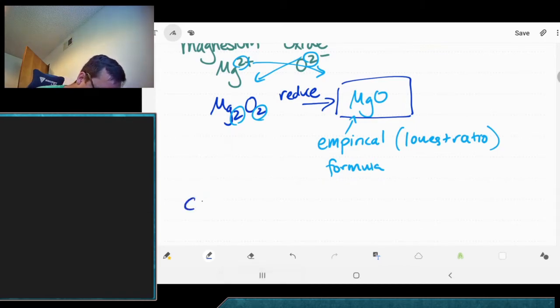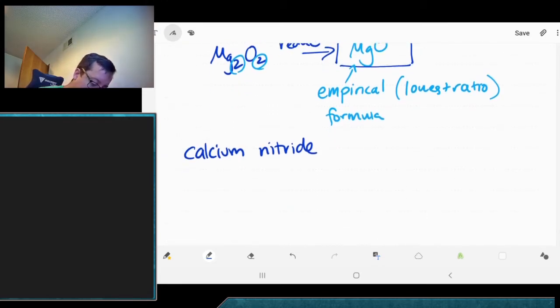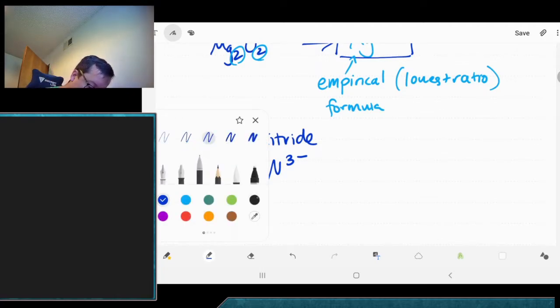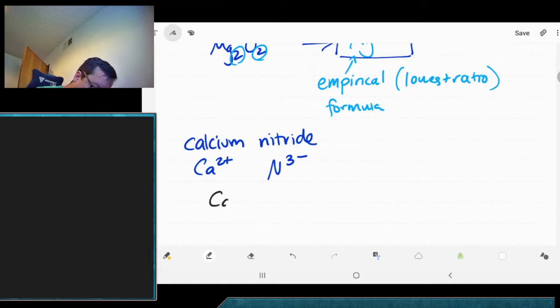All right, here's another one. Calcium nitride. If we have been good in our studying our preferred charges, we'll know that calcium ion is 2+, the nitride ion is 3-. If we crisscross these, we get Ca3N2. You can get that from crisscrossing.